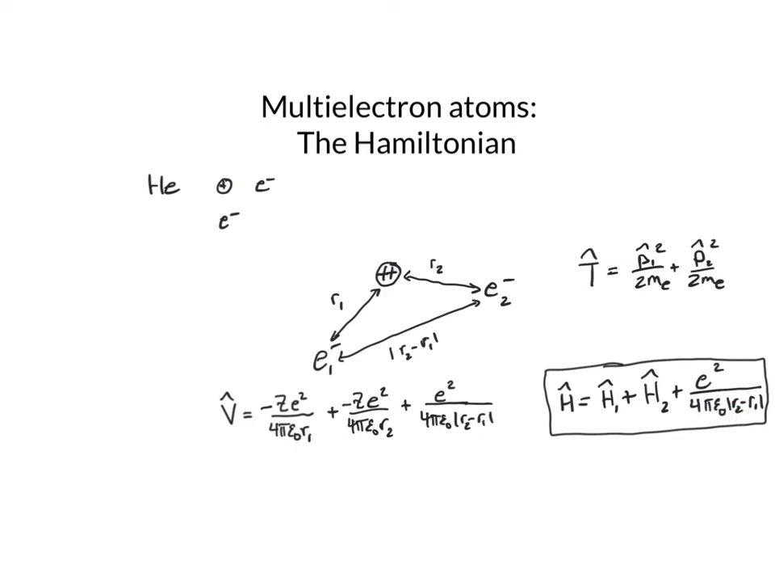Because this repulsive term depends on both the coordinates of electron 1 and electron 2, we cannot separate this Hamiltonian and write it in terms of a solution for electron 1 times a solution for electron 2, because the coordinates of electron 1 and electron 2 are combined together in this repulsive term. So because it's not separable, that's what makes this difficult to solve and makes it so that we have to solve this using approximate methods.